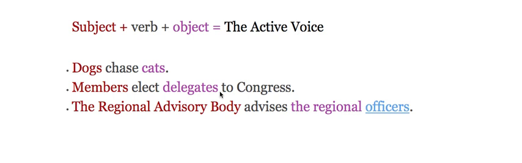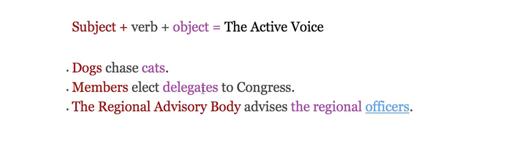In English, the word order of a sentence is usually subject plus verb plus object, and we call this the active voice. Here are three examples. Dogs chase cats. Subjects chase objects. Members elect delegates. So members is subject, elect is the verb, and delegates, they're the object.